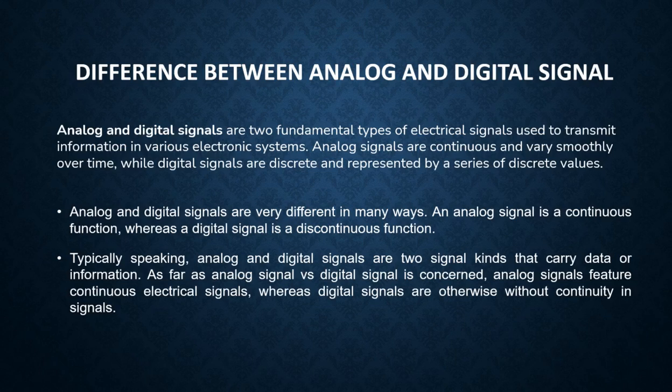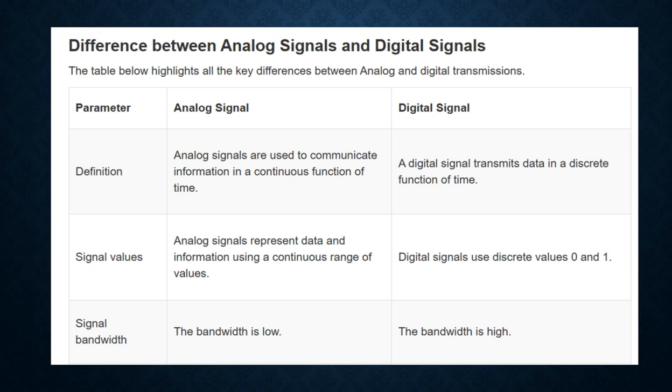So typically speaking, these are both signals that carry data or information. As far as analog versus digital signal is concerned, an analog system features continuous electric signals, whereas digital signals are without continuity. Let's see in detail the differences between analog signals and digital signals.